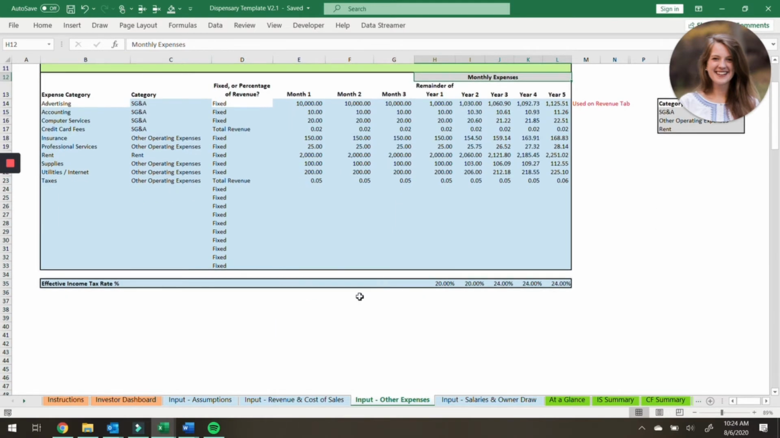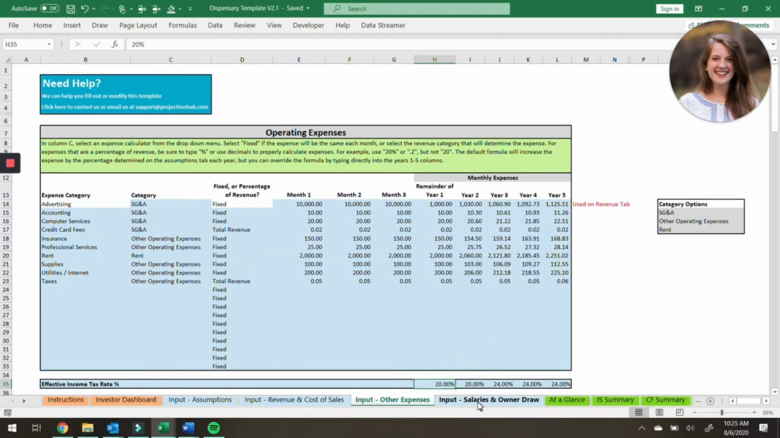You can enter your effective income tax rate down here. Just note that we always recommend speaking to a tax accountant in your area to give you a better idea of what your tax burden might be each month or each year.